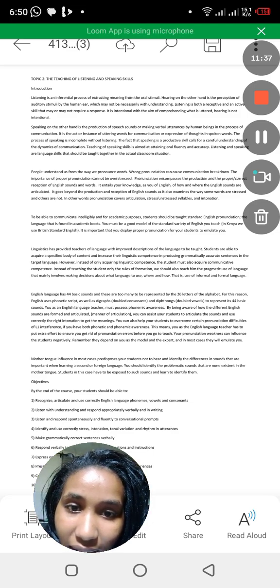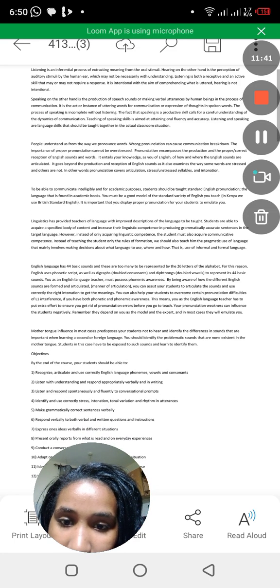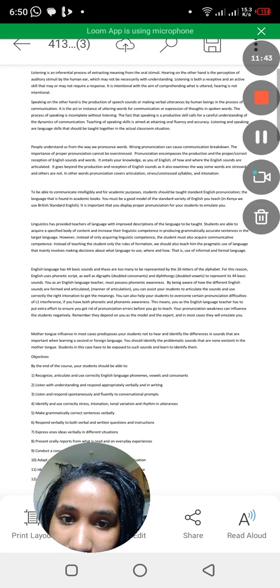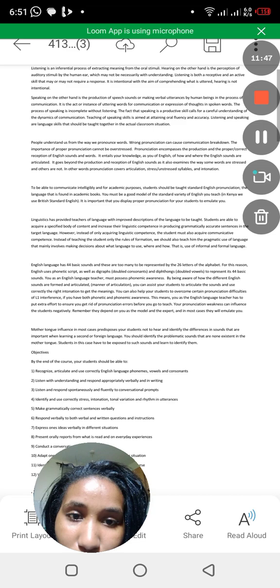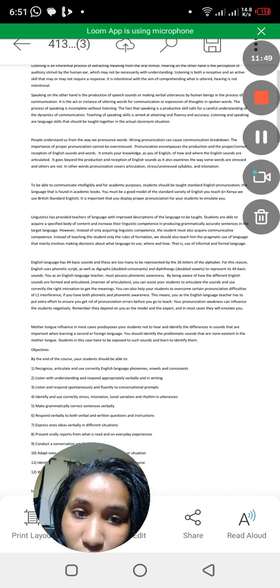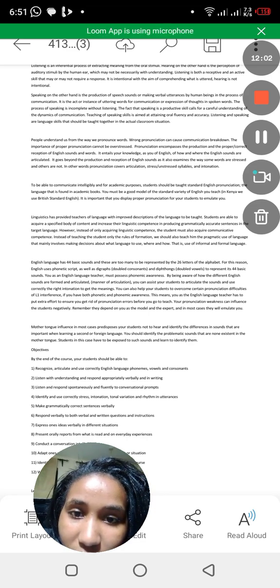To be able to communicate intelligibly and for academic purposes, students should be taught standard English pronunciation, the language that is found in academic books. You must be a good model of the standard variety of English you teach. In Kenya, we use British Standard English. It is important that you display proper pronunciation for your students to emulate you.